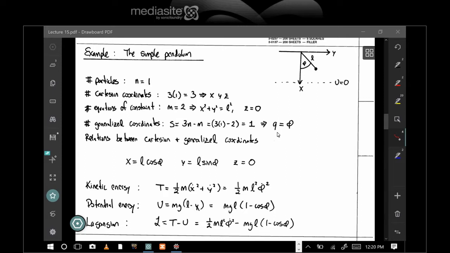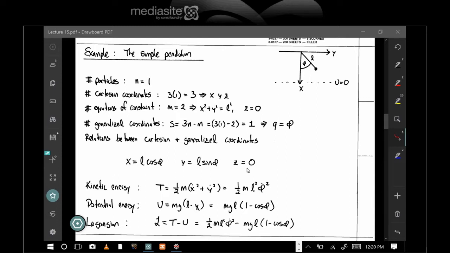Now I have to have relationships between the Cartesian coordinates and the generalized coordinates. That's these: x is equal to L cosine, okay, right angled, y is equal to L sine, and z is equal to 0. Great. Now I have those functions. Now the next step to do is calculate the kinetic energy, potential energy, and the Lagrangian.